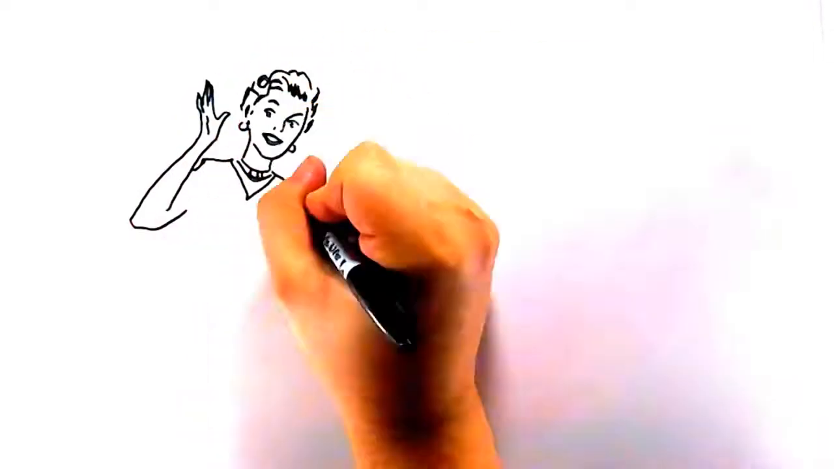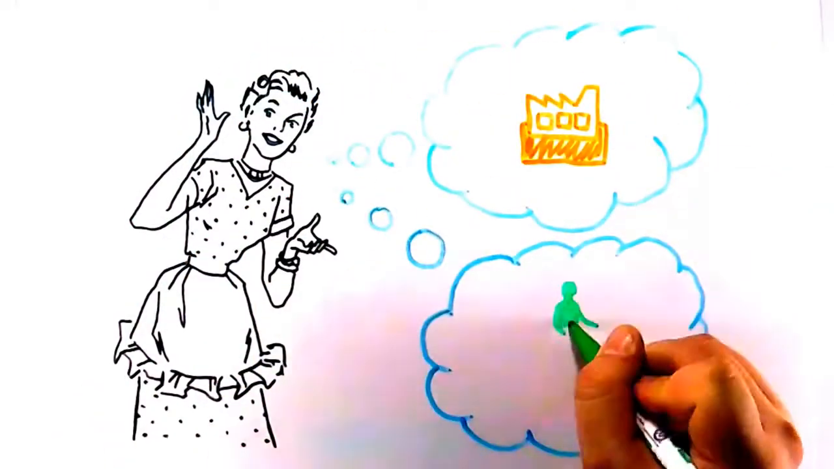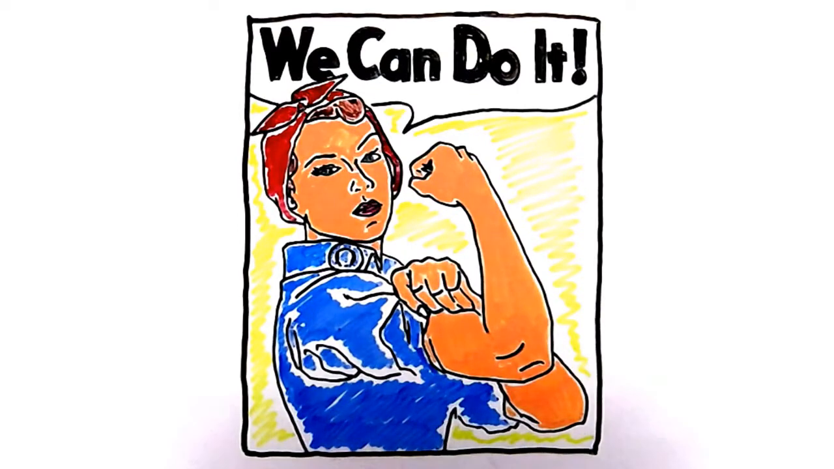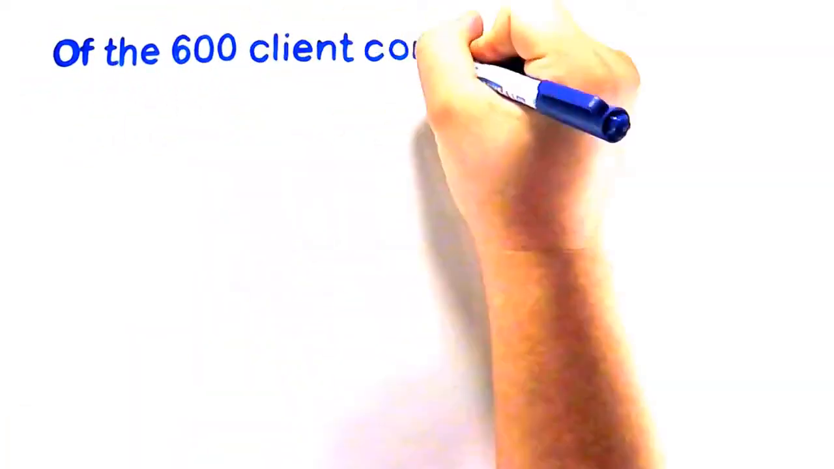The most dominant group of unskilled labor was women, who, at the time, did not typically work in industrial settings or fight in any wars. This gave birth to the cultural icon Rosie the Riveter as a symbol to encourage women to volunteer for wartime service in factories. There were over 600 client companies utilizing TWI.